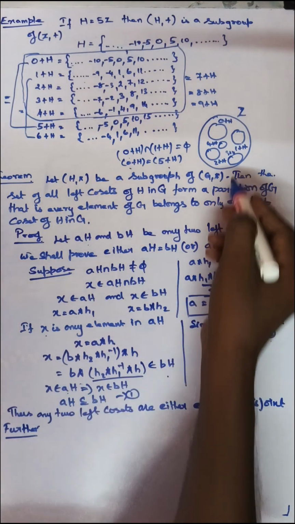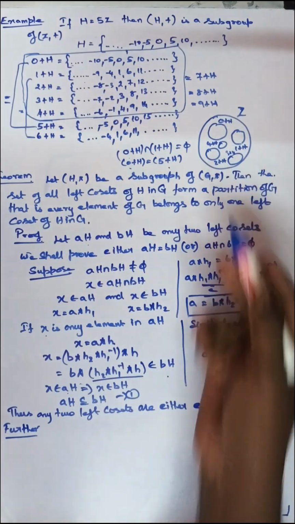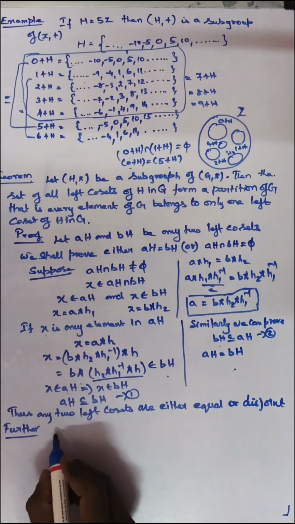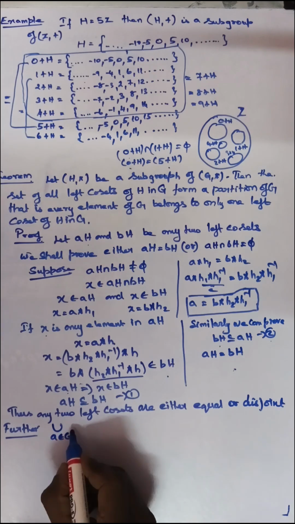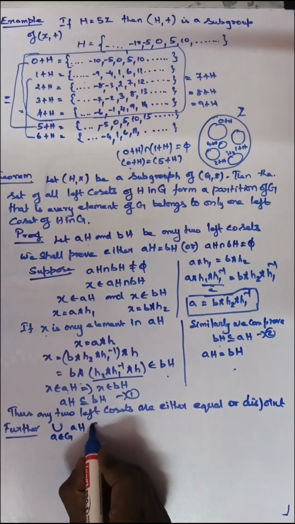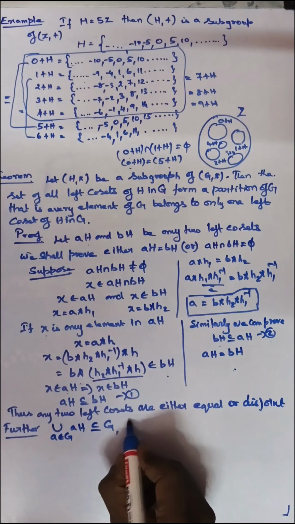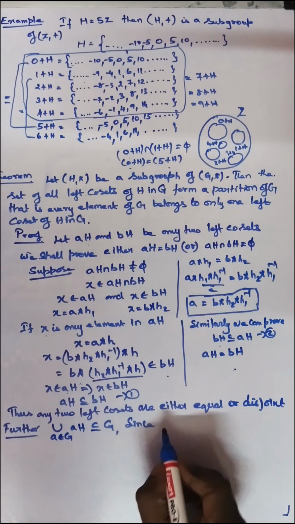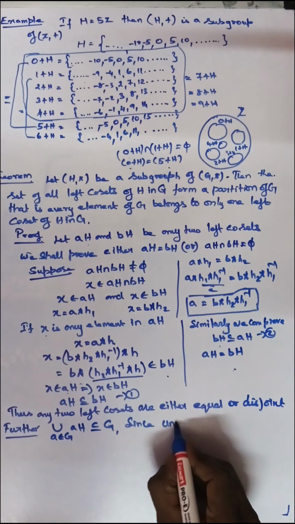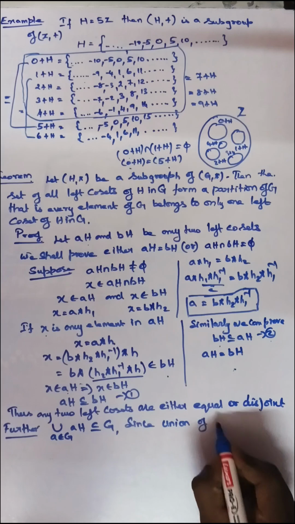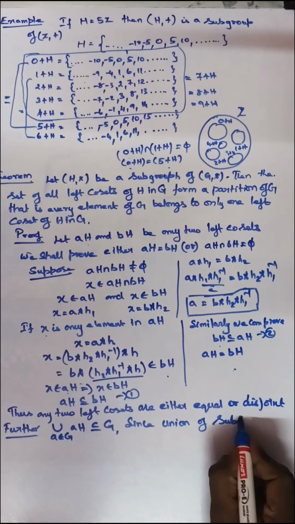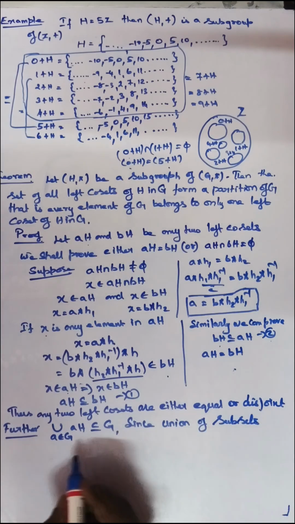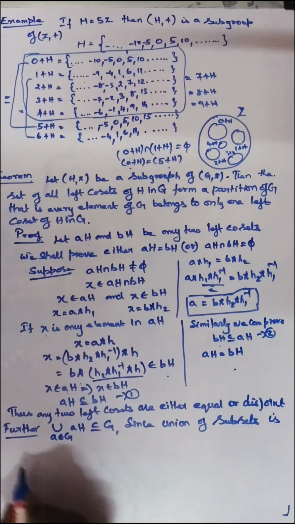So the union of all the left cosets is nothing but Z in the example. Here we are going to take the union of all the left cosets, AH where a belongs to G, and AH is a subset of G, since the union of subsets is a subset.